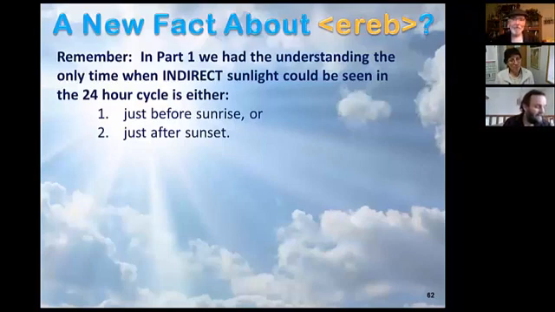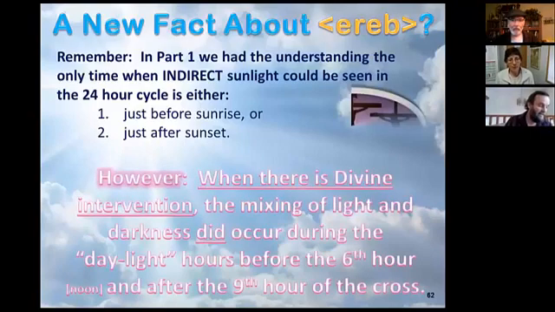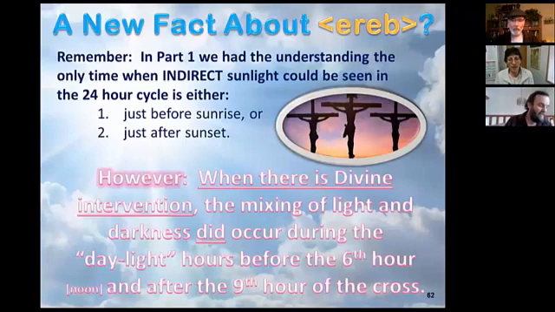Remember in part 1, we had the understanding that the only time when indirect sunlight could be seen in the 24-hour cycle is either before sunrise or after sunset. However, here is the qualification. When there is divine intervention, the mixing of light and darkness did occur during the daylight hours, before the 6th hour, which was at noon, and after the 9th hour of the cross. I hope that you've picked that up so far.